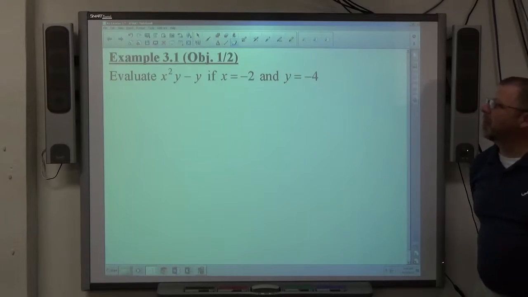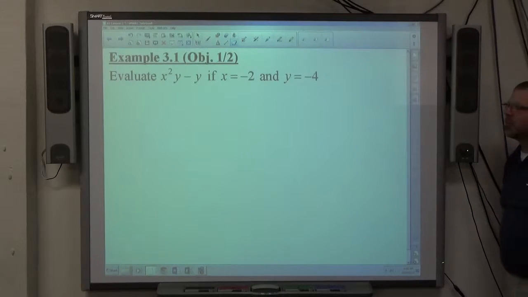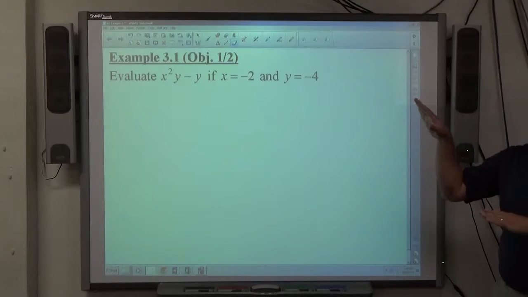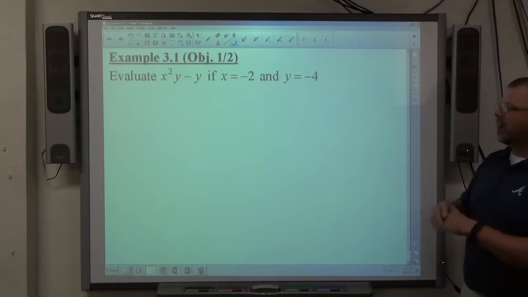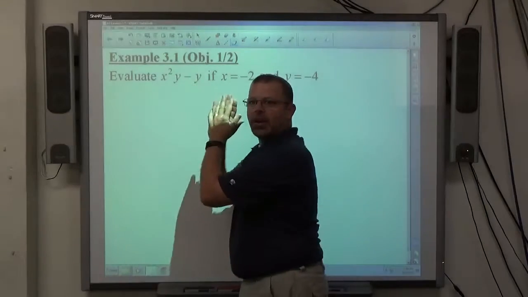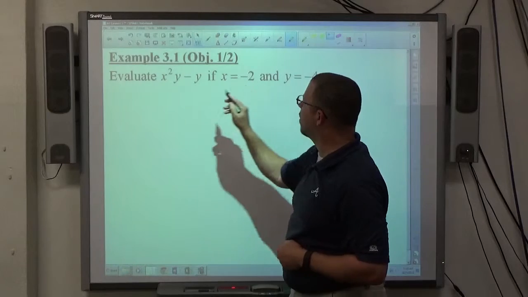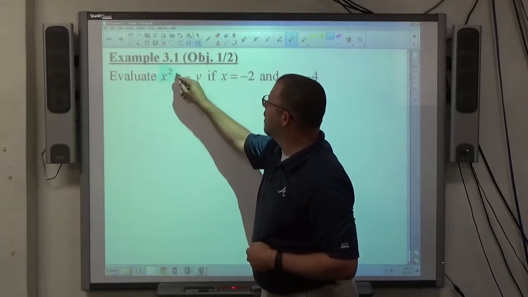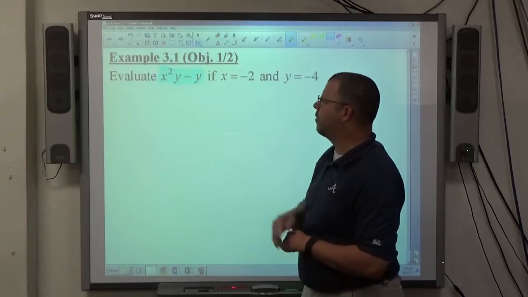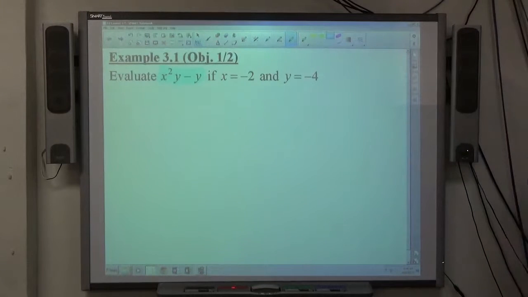No problem. Example 1, evaluate x squared y minus y if x equals -2 and y equals -4. The problems themselves are written just like this in the book, and it's all crammed in there together like this. It's very, very simple to forget about something. So be careful that you look at the entire expression. Don't leave out any piece of it when you're trying to figure out what you're evaluating.